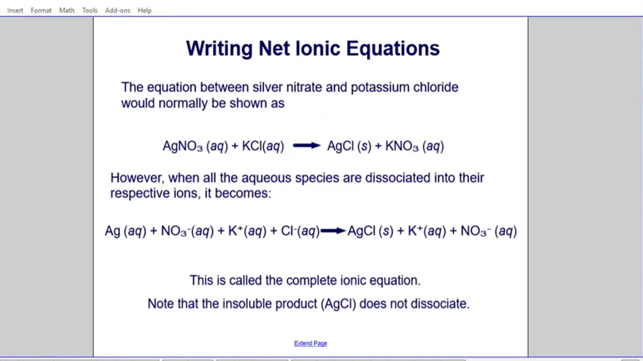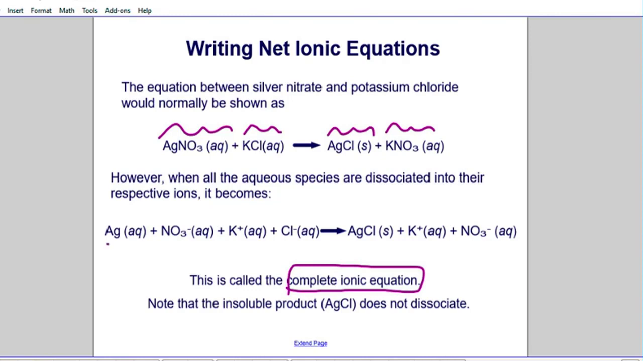Let's show another example. Here we have silver nitrate, which is an aqueous solution. It's in the solution. Here's potassium chloride. And when they react, you will get a precipitate, a solid, silver chloride, and potassium nitrate, which is still in solution. When we want to show this as a complete ionic equation, that's this right here. Now, can you see somebody who is not disassembled into its respective ions? Yep, right here, the precipitate. This is coming out of solution and forming a solid.